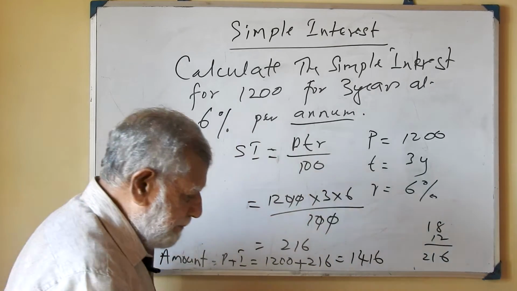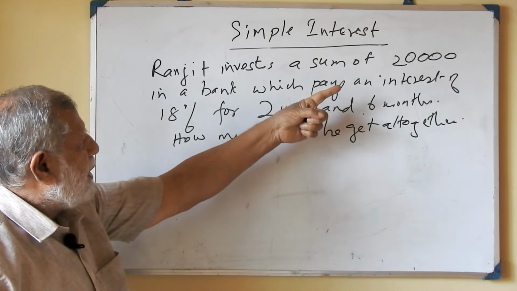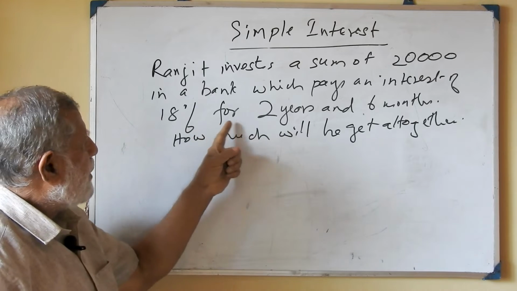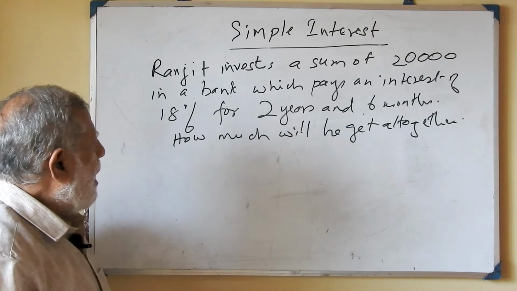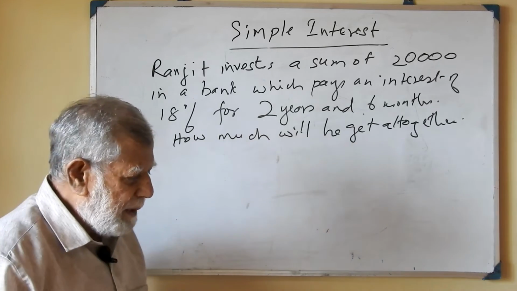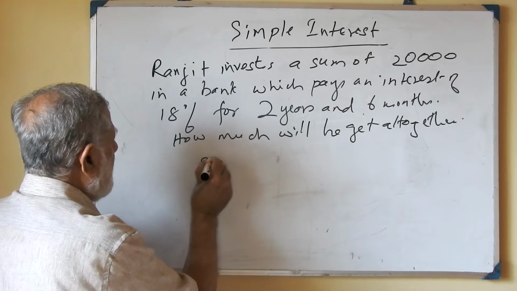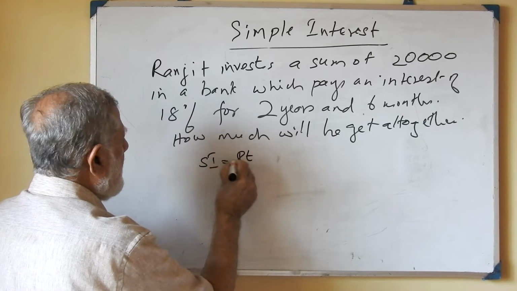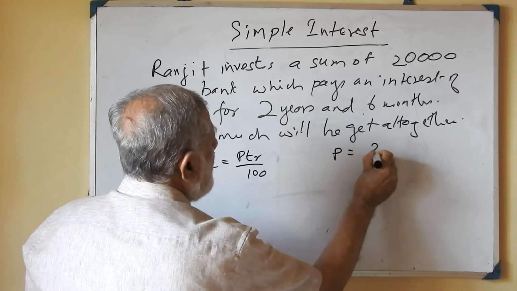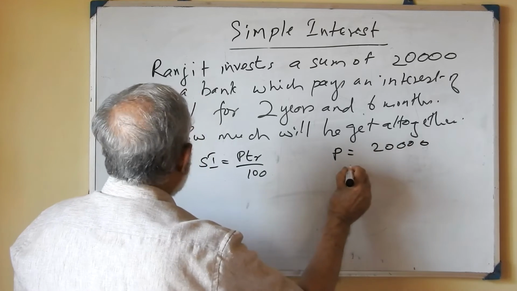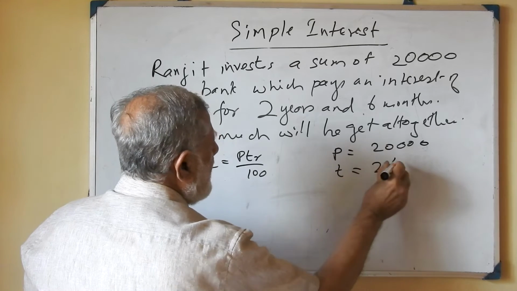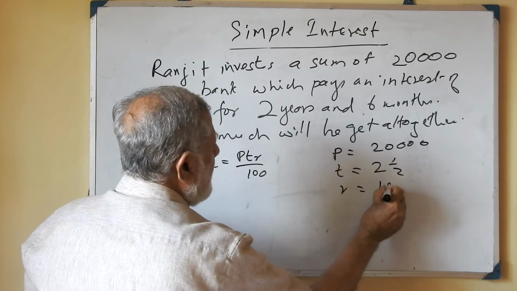We will take another example. Ranjit invests a sum of 20,000 rupees in a bank which pays an interest of 18% for 2 years and 6 months, 2.5 years. How much will he get altogether at the end of 2.5 years? So we apply the formula SI is equal to PTR over 100. And we know that P is equal to 20,000 rupees and T is equal to 2.5 years, and rate is equal to 18.